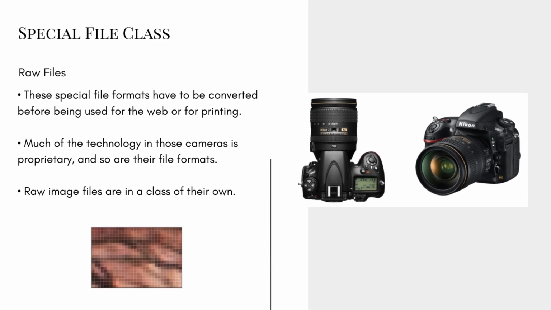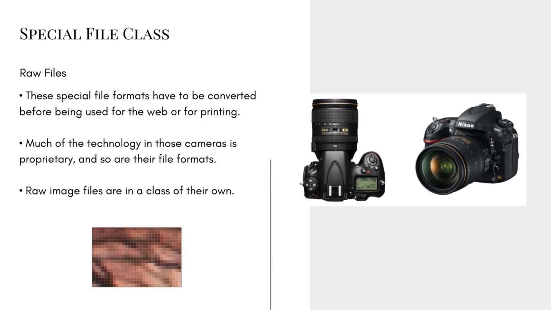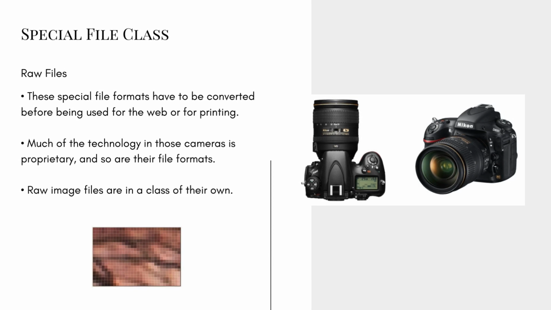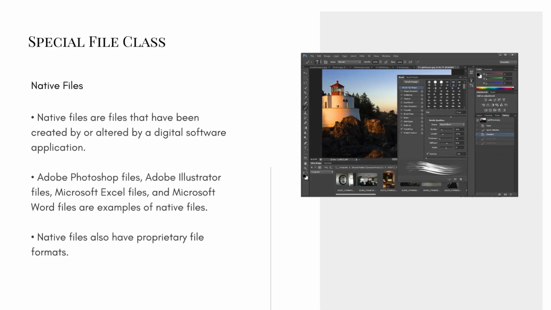When it comes to images, pixels are one of two possible starting points. Pixels are the raw materials of one of two kinds of images. Much of the technology in those cameras is proprietary, and so are their file formats. That puts raw image files in a class of their own, so I won't be talking about raw image files in this presentation.